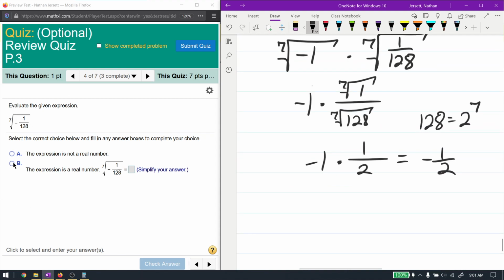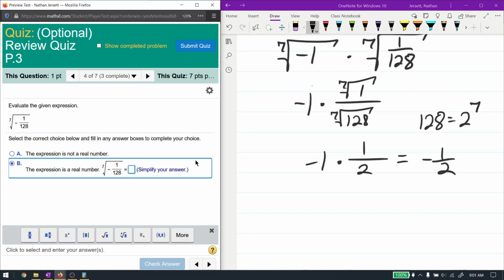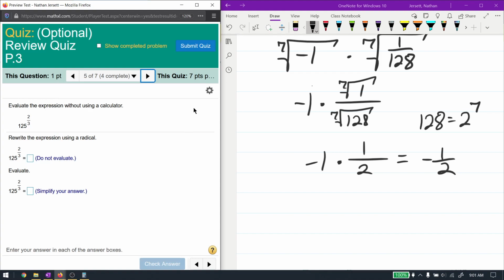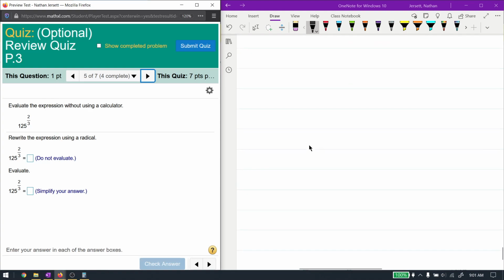All right. It is a real number and it is -1/2. Okay. Evaluate this expression without the use of a calculator.